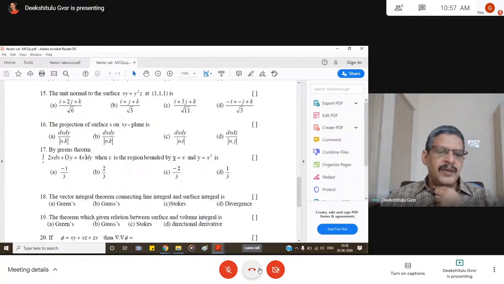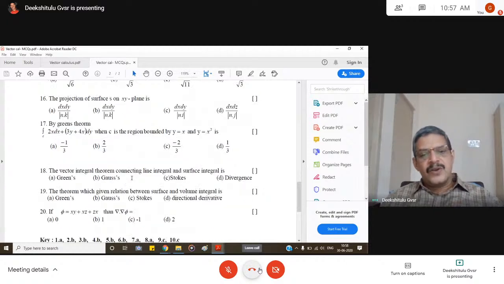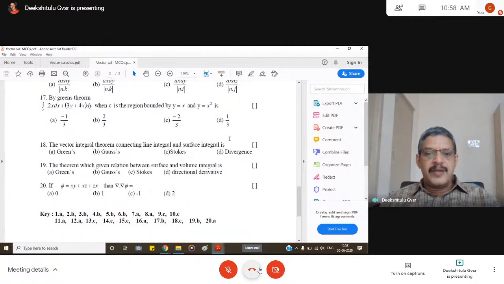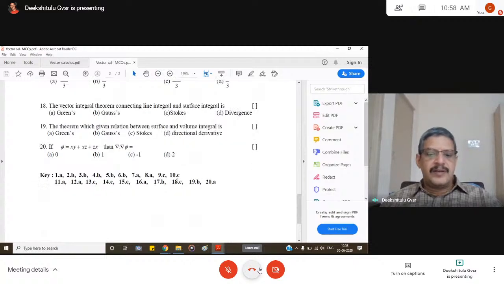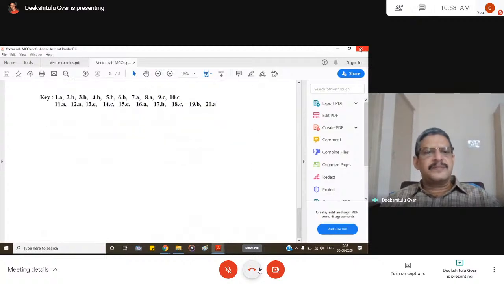That's all. The vector integral theorem that connects the line and surface integral is Green's, Gauss, Stokes, or divergence theorem. In fact, Green's theorem also connects, Stokes theorem also connects. This is in a plane, this is 3-dimensional geometry. Both answers are correct. It should be given as in a plane, something like that. The theorem which gives relation between surface and volume integral is obviously Gauss divergence theorem. Phi is given, del dot del phi, can calculate this easily. So some problems for practice.